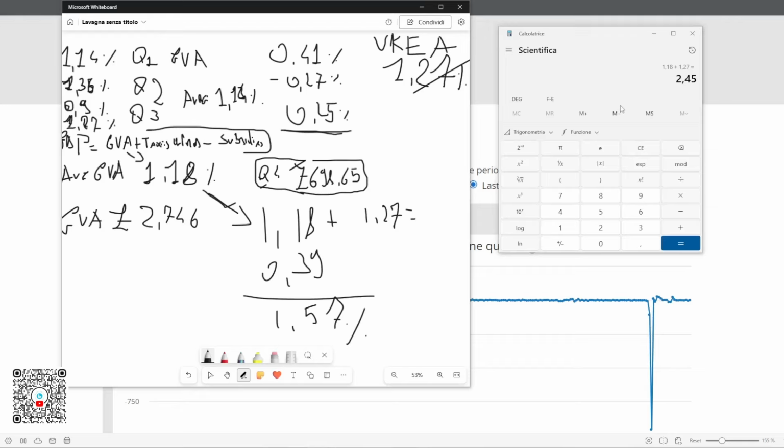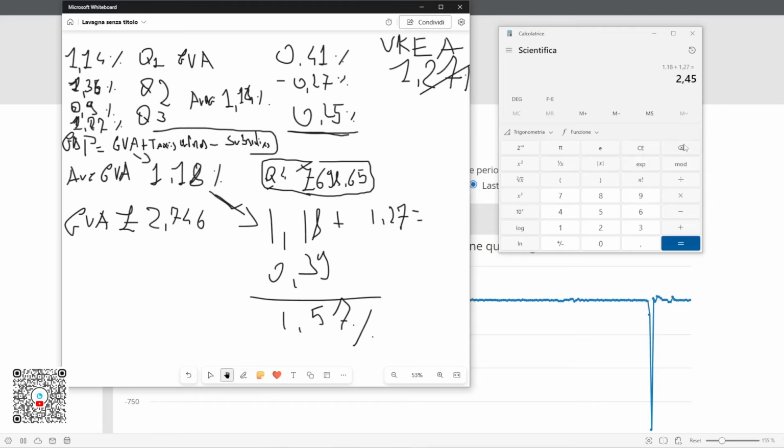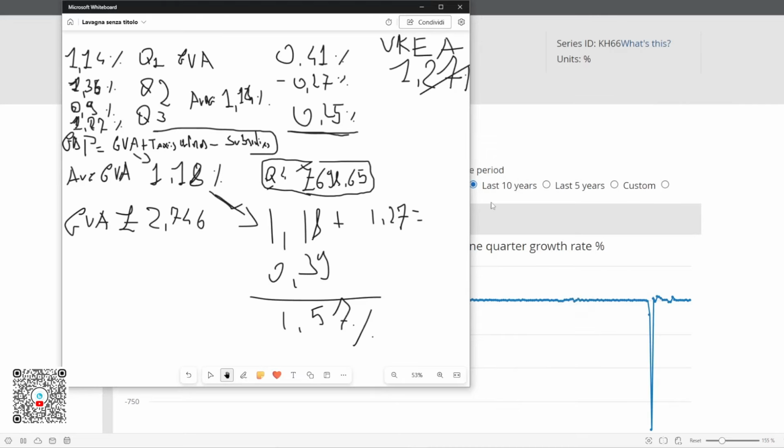So we see how GDP growth calculated with this method of the gross value added should be exactly in line with what the government projected: 1.57, 1.6, 1.5%.